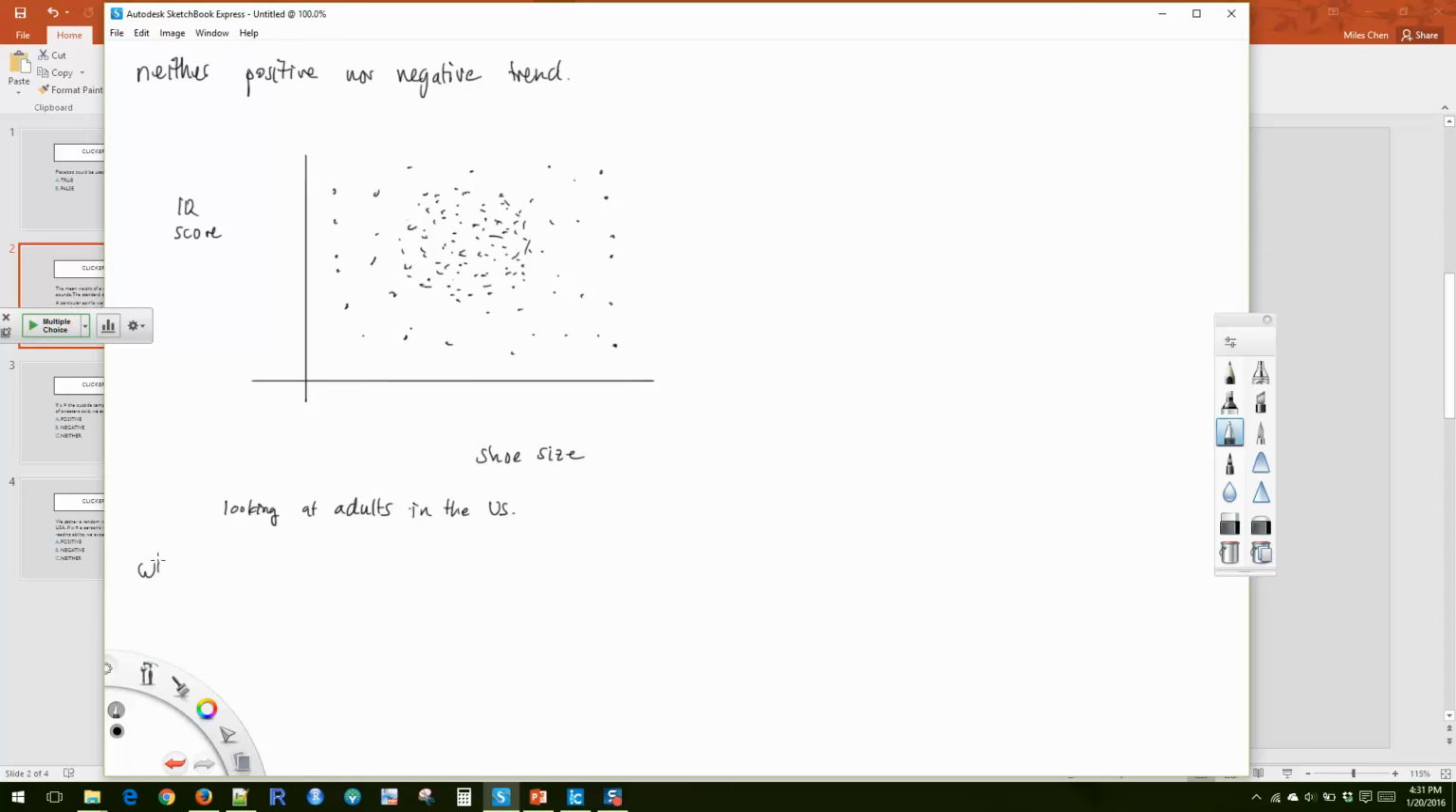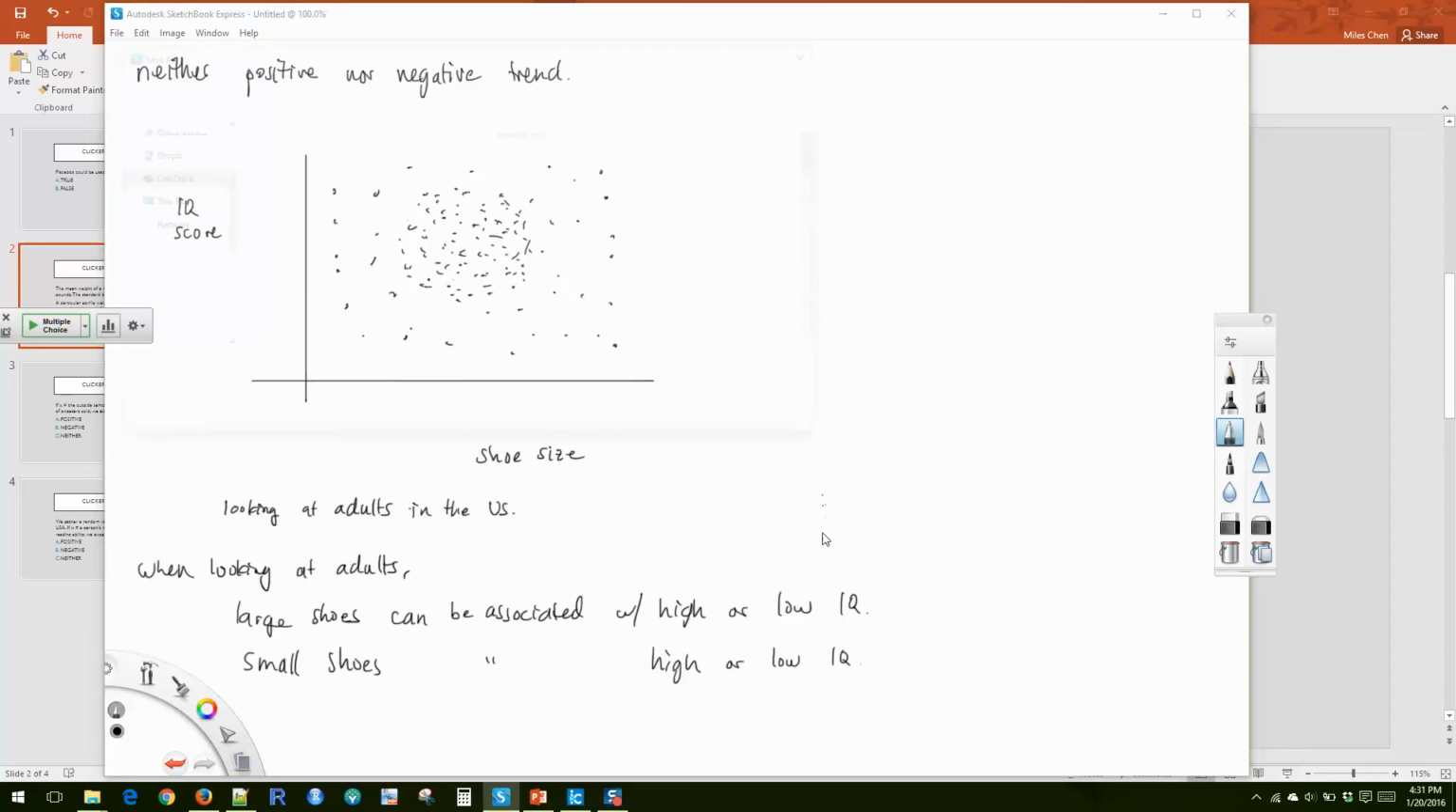So, when looking at adults, large shoes can be associated with high or low IQ, and the same with small shoes. Small shoes can be associated with high or low IQ. So we have that.